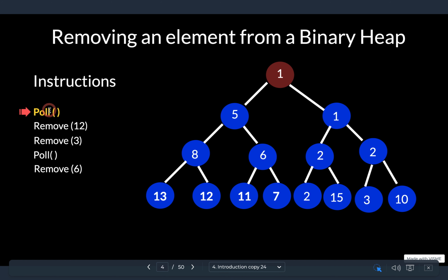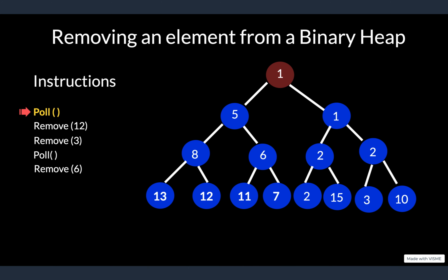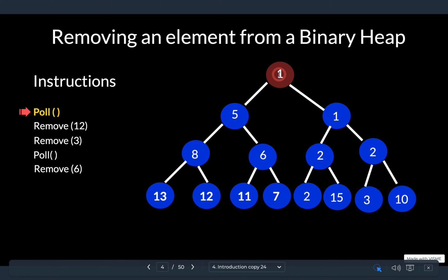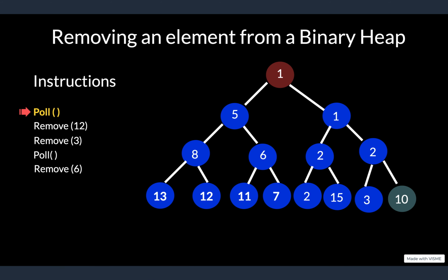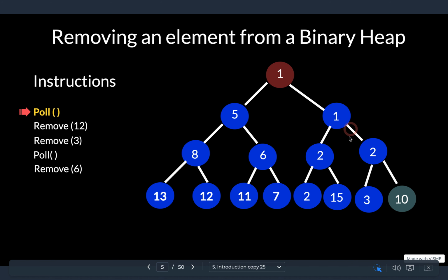So the first operation here is the poll operation. So we want to remove this element. The first thing to do is that we have to swap this element with the last element in the queue, and that is this element over here. So we're going to perform a swap like this. Now we can remove 1.